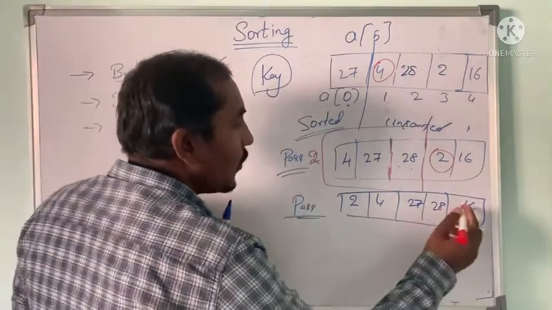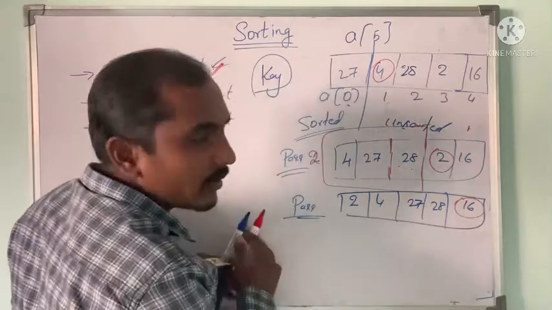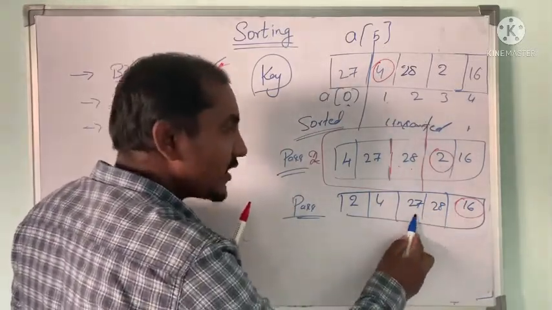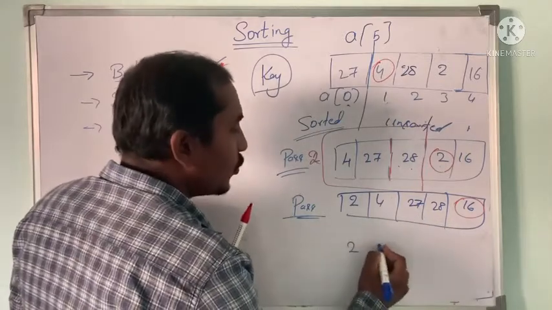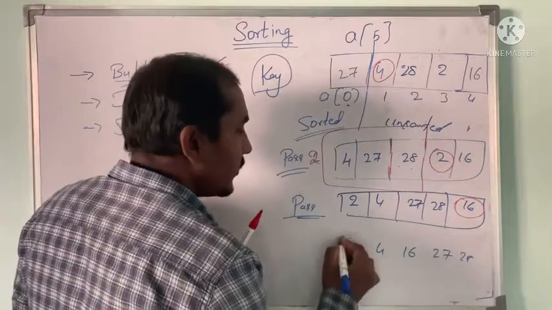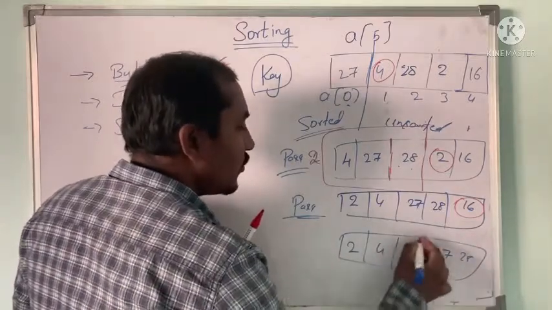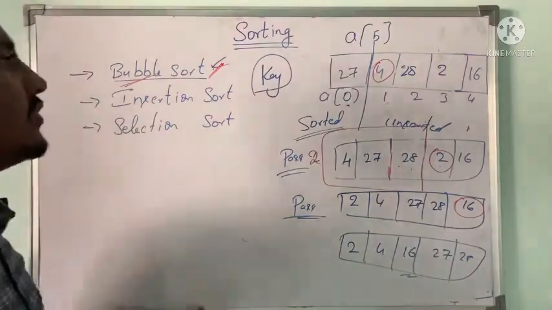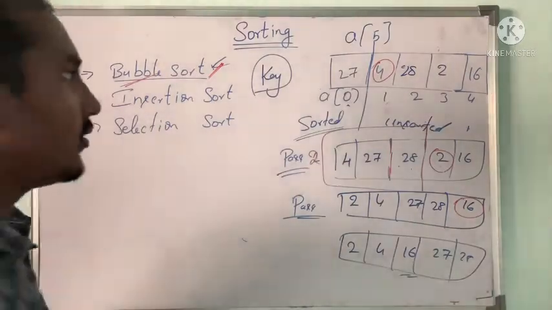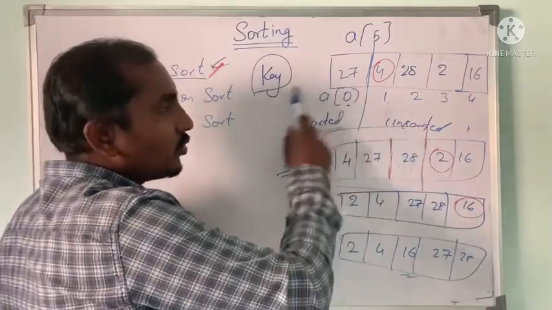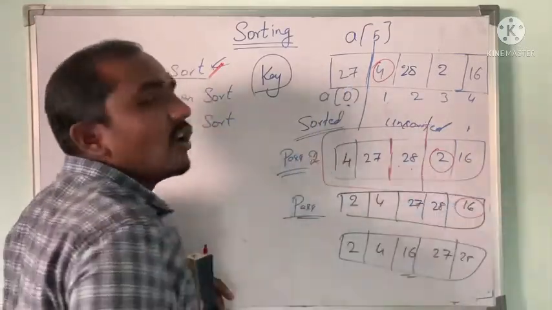Now for pass 4, I am going to consider 16 as the key element and it will be compared with 28 and it will be compared with 27. So then we will get 2, 4, 16, 27 and then 28. So this will be the result of using insertion sort. In insertion sort, the method is like, first we take the first element as sorted and the rest of the elements as unsorted.